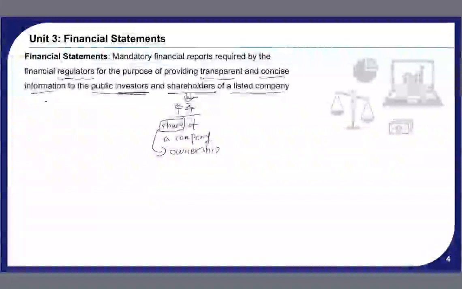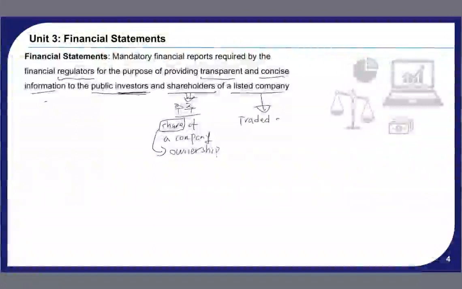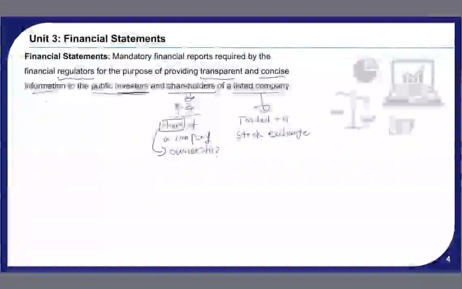And listed company, right? So there are 2 different types. The company could either be a listed company or an unlisted company. So listed company means the company is traded on a stock exchange, okay? So every country has its own stock exchange, right? Well, at least the big countries do. In the US, we have the NASDAQ.